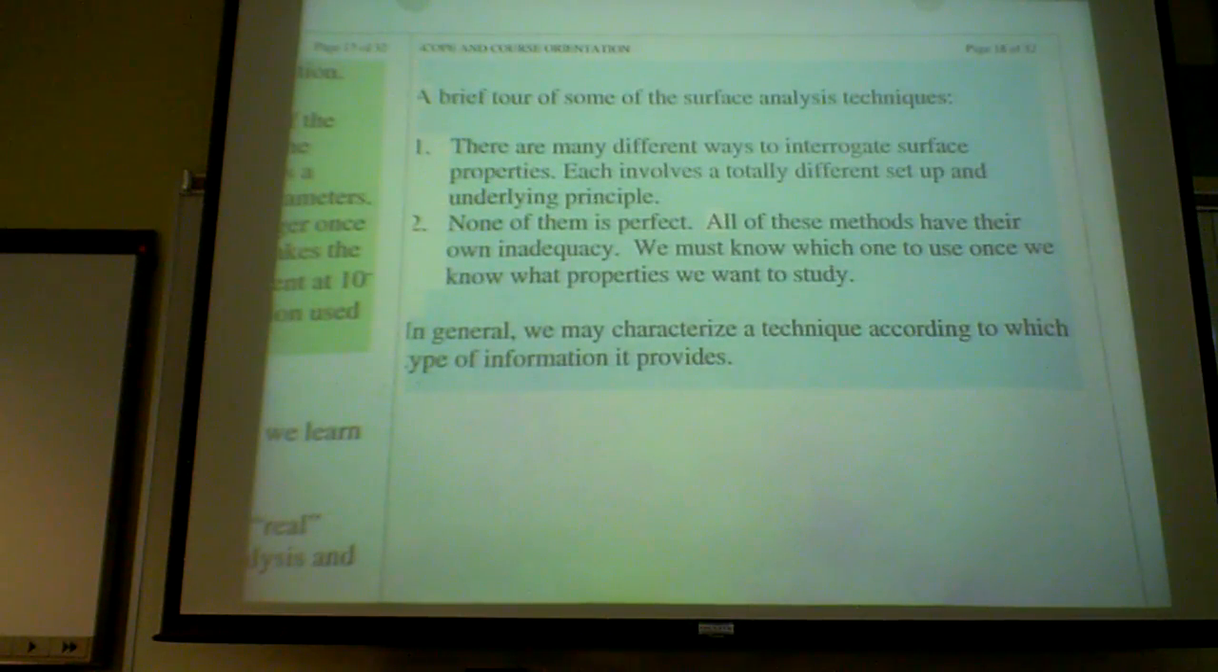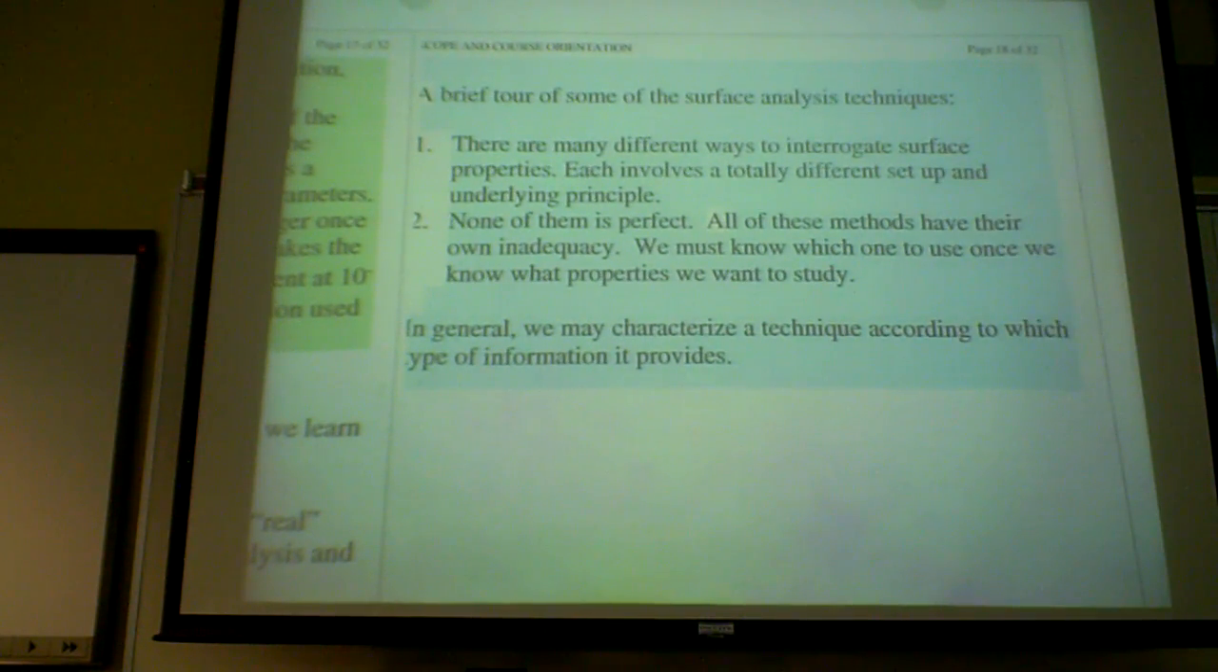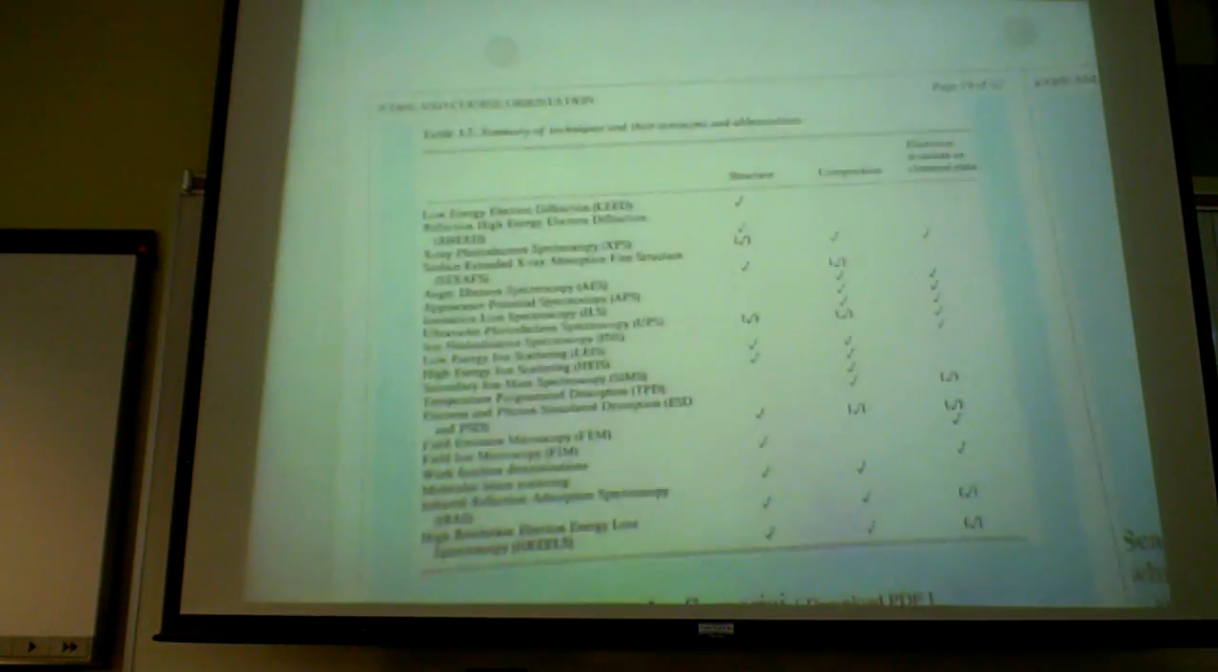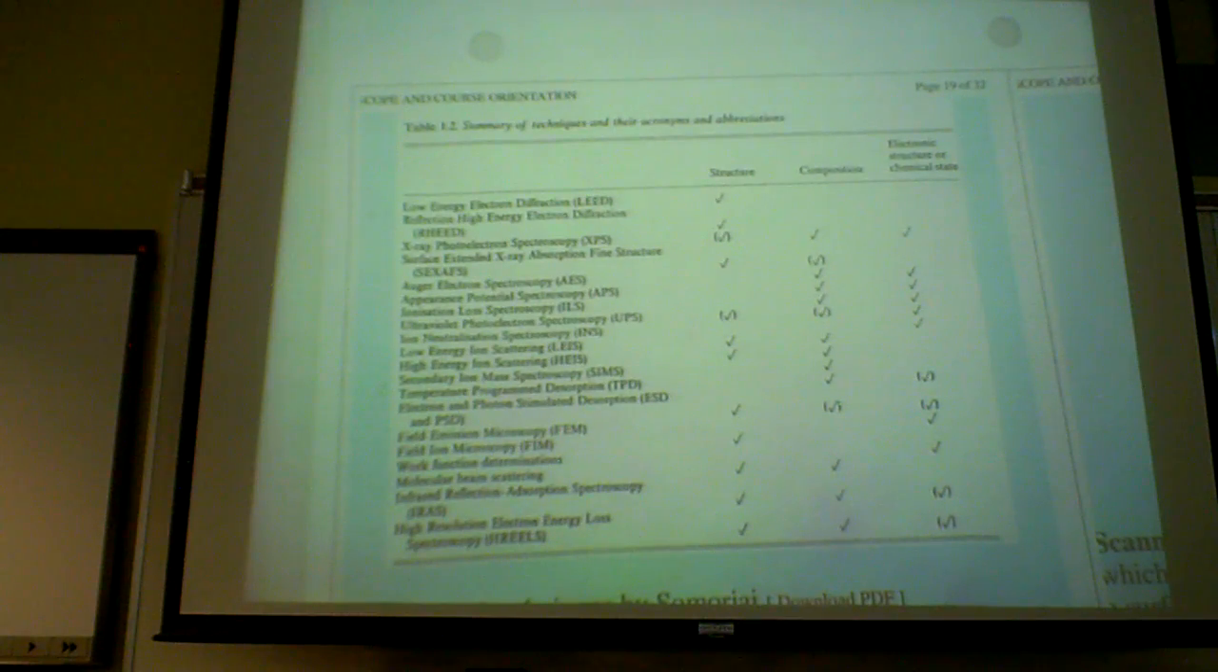There are many ways to examine the surface property, and each involves a different setup and different physics of using the technique. None of these are perfect, and you need to combine many of these methods together in order to get the complete picture of the surface. Okay, and there are many listings. So here's one of the listings that I use. It's by no means an exhaustive listing.